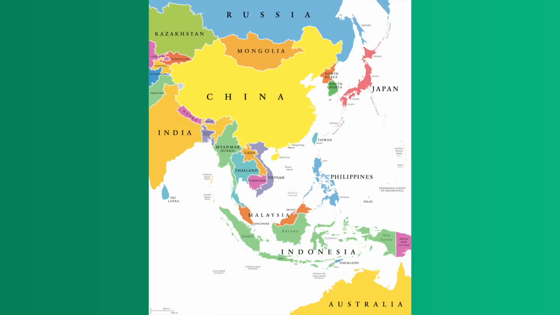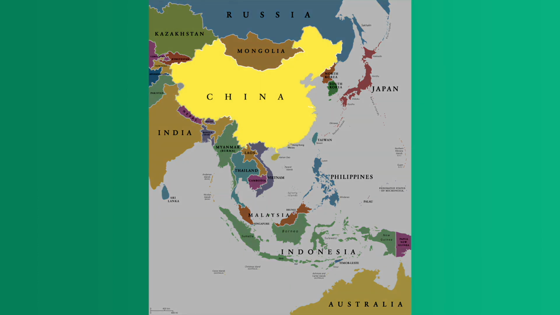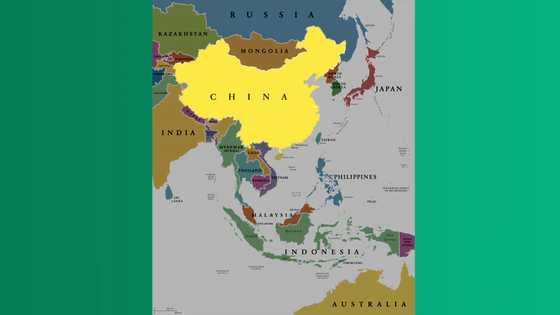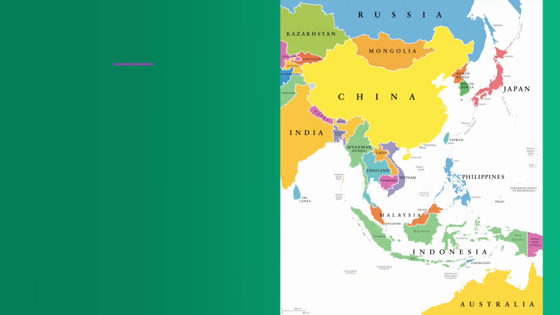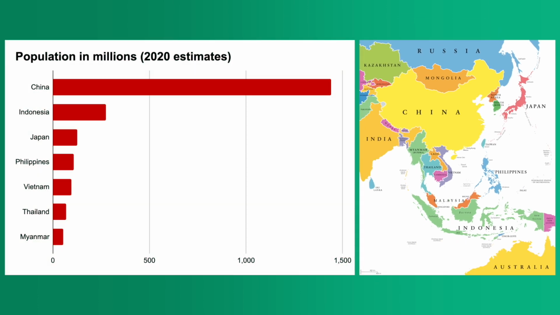In these two regions, there are billions of people. China, as of early 2022, is home to the world's largest population with more than 1.4 billion. Other nations here are among the globe's most populous as well. Indonesia ranks 4th, while Japan, the Philippines, Vietnam, Thailand, and Myanmar all are among the world's top 26.